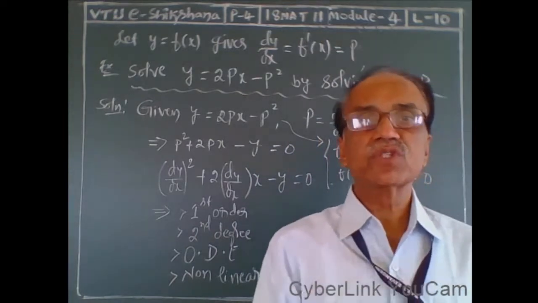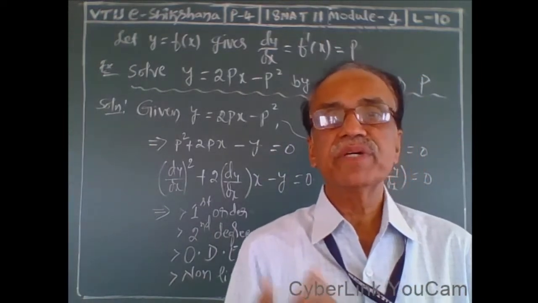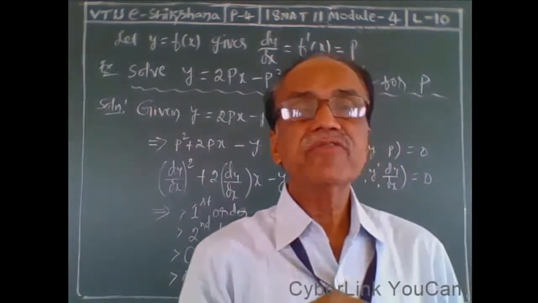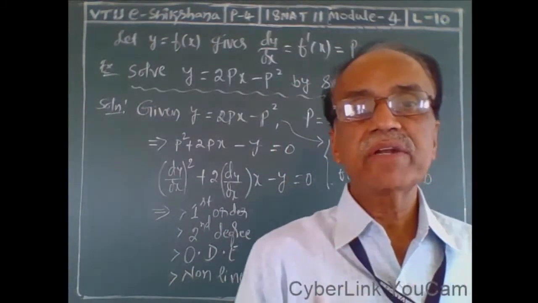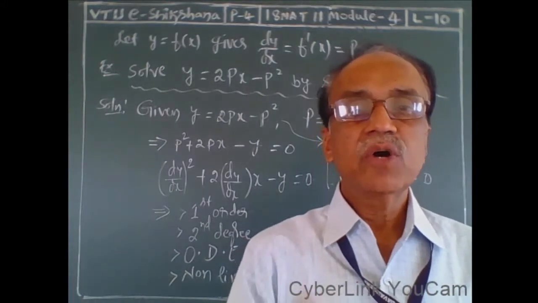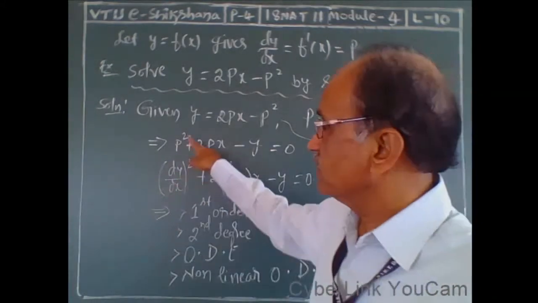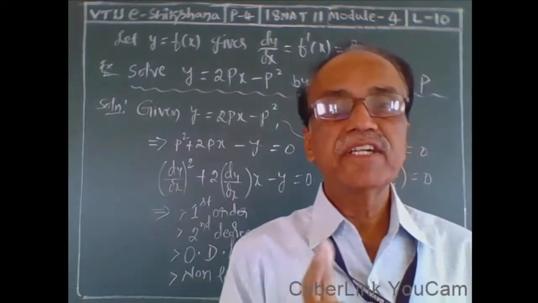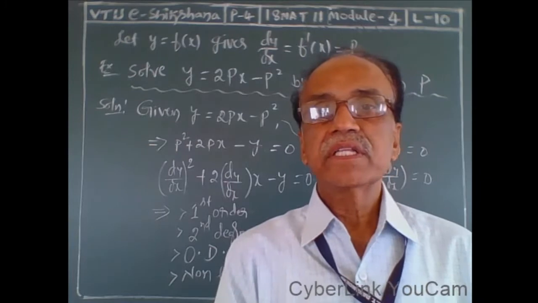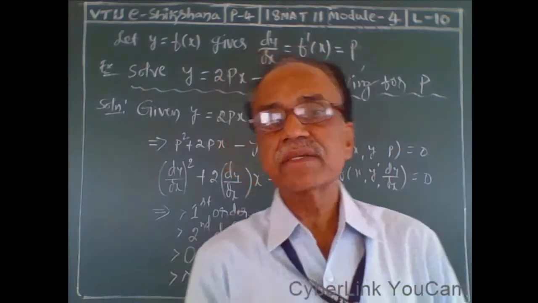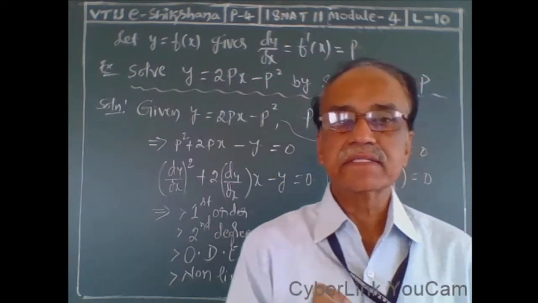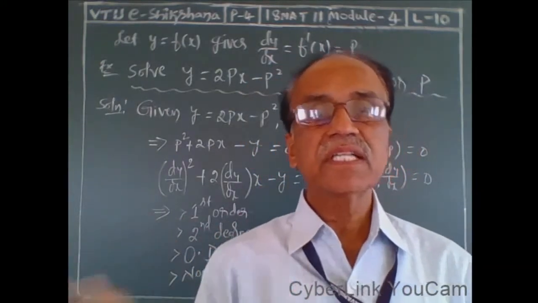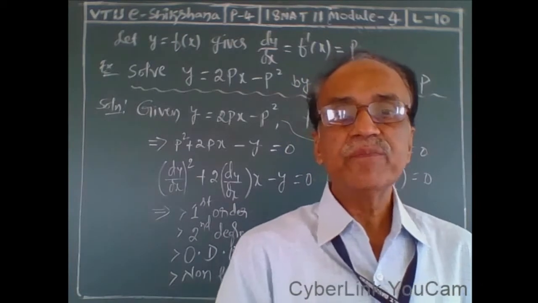Now our aim is to solve this non-linear differential equation by solving for p. By solving for p means you have to find out the values of p. Then how many values you are going to expect? Because the degree is 2 here, then you must expect 2 different values of p. Then each p will be representing dy by dx. Then dy by dx is equal to right side one term, and another dy by dx is equal to right side one term.